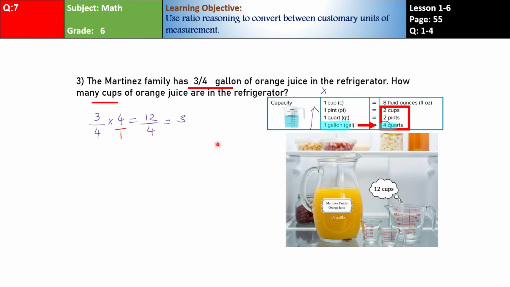Okay, then now we have 3. We will multiply 3 with 2. 3 times 2 gives you 6. Now again we have to convert it into cups. 6 times 2 gives us 12. So 12 cups of orange juice. So if you use any method, you are going to get the same answer.